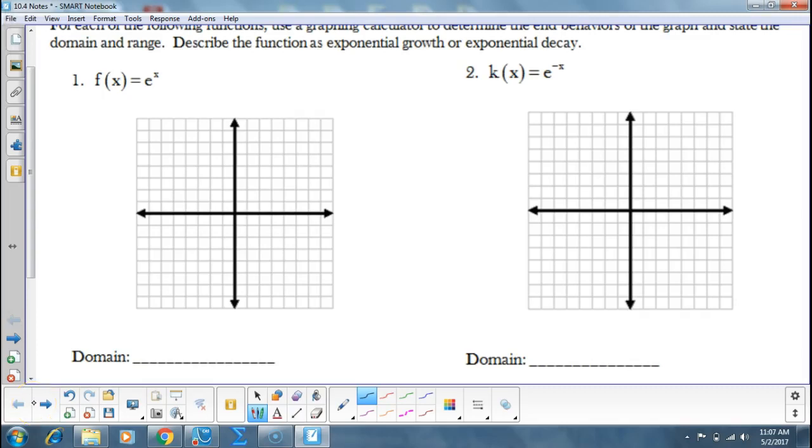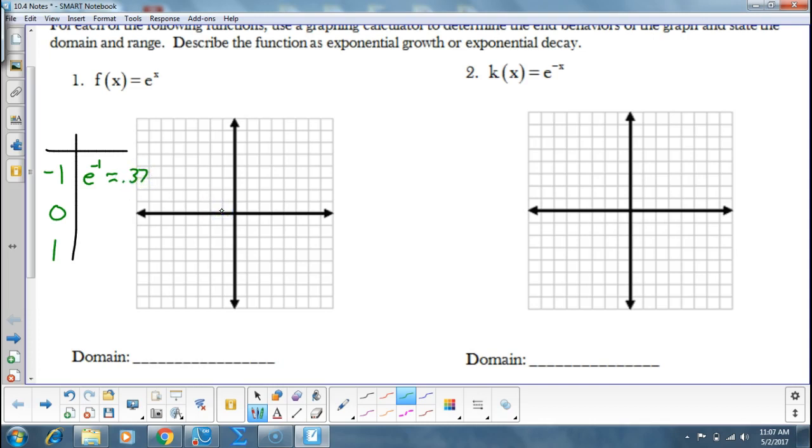So, 3 key points. What are we going to choose? -1, 0, and 1, because our exponent was just x, right? If I put -1 into the function e to the x, what do we get out? 1 over e, right? 1 over e to the first, or e to the -1 power, which is approximately 0.37. Okay, so that's going to be right about there.